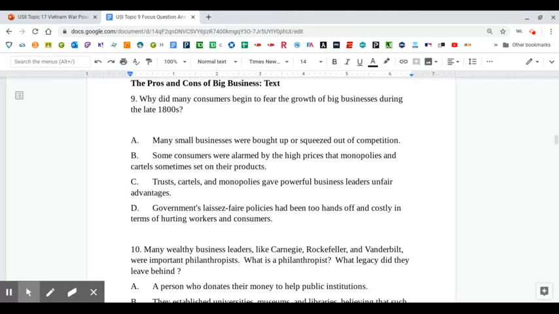Why do many consumers begin to fear the growth of big businesses during the late 1800s? Many small businesses were bought up or squeezed out of competition. Many consumers were alarmed by the high prices that monopolies and cartels sometimes set on their products. They're beginning to see some of the nightmares that can happen if there's too much power, too much control by one business owner. Government's laissez-faire policies, too, helped to allow for some of these monopolies to occur because they weren't interfering with some of these sketchy or not necessarily consumer-friendly policies that the big business owners were handing out.